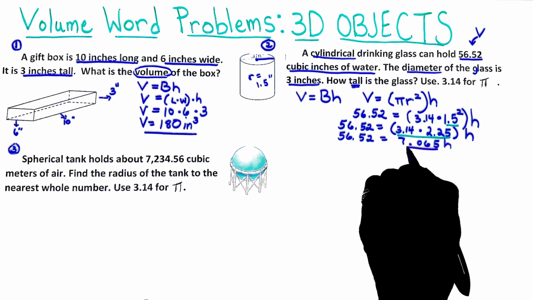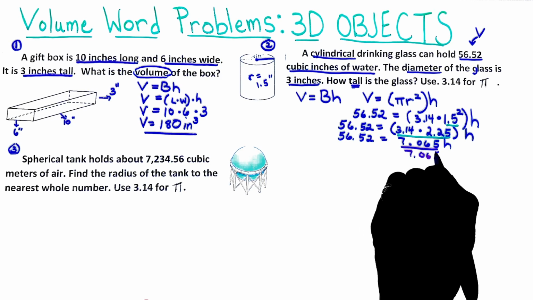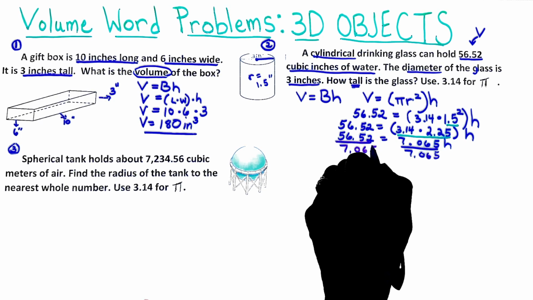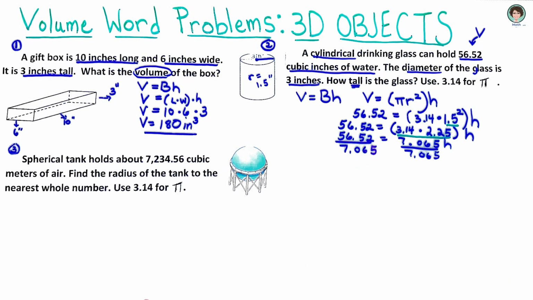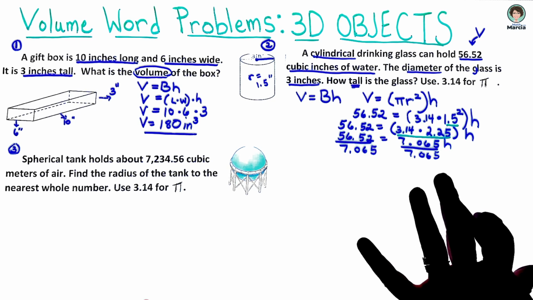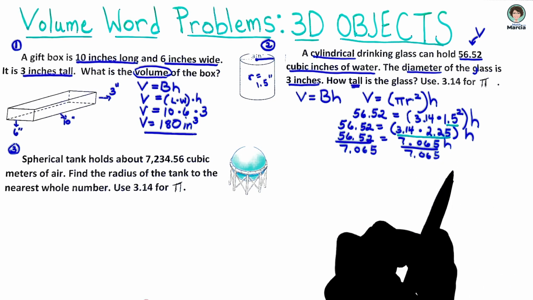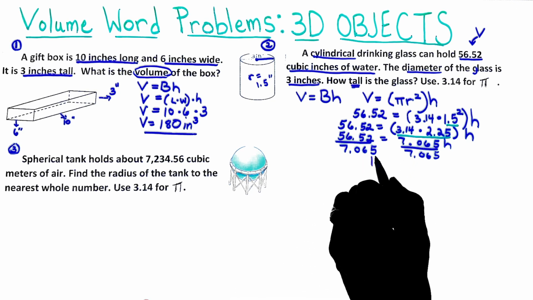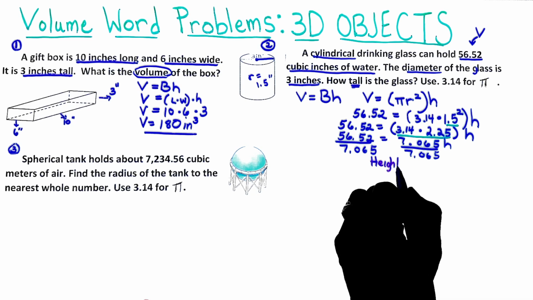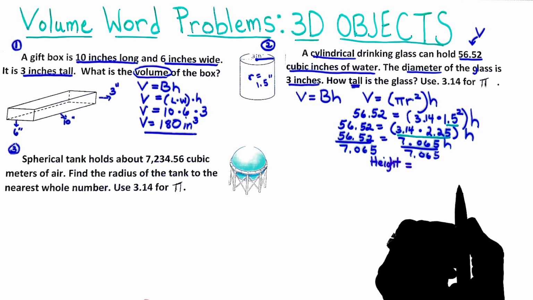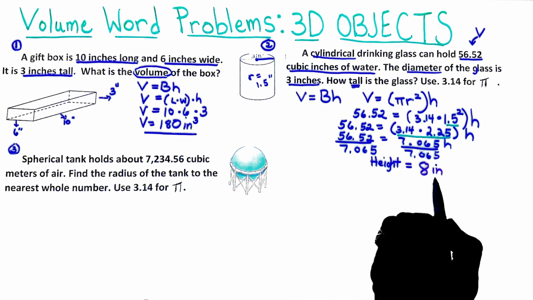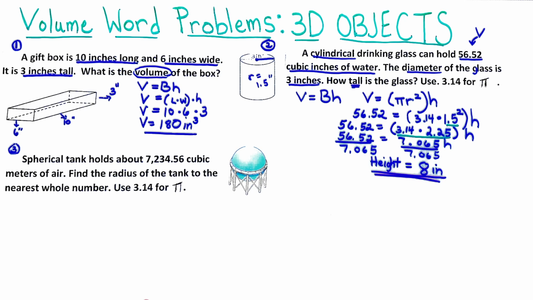Finally, we are going to be able to find the height just by dividing by 7.065. Remember, the height is going to be an approximation because we used pi here, which was rounded. But when we do that math, we find out that the height of the glass is equal to 8 inches. And that is the answer that we were looking for, 8 inches.